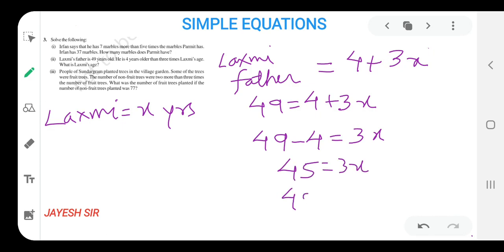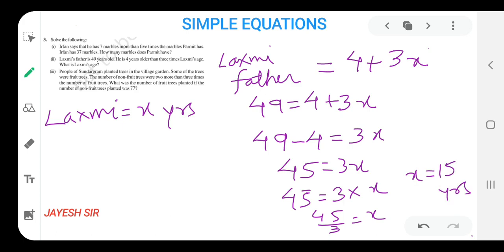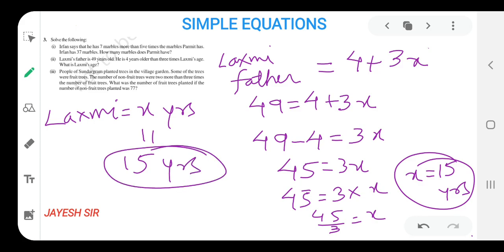3 and x are in multiplication over here. 3 into x. So 45 divided by 3 is equal to x. So the value of x we are obtaining is 15 years. That means the age of Lakshmi is 15 years. I hope you all might be getting it, friends. So let us begin with the next sum for the day.